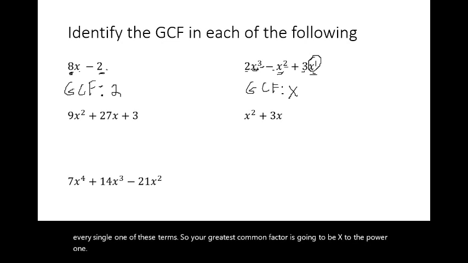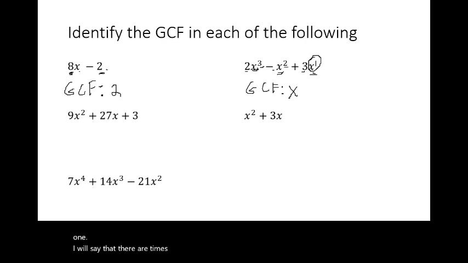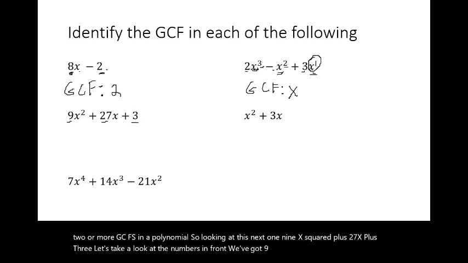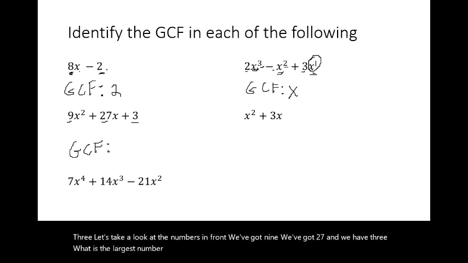Now, I will say that there are times when there are more than one GCF. You can have 2 or more GCFs in a polynomial. So looking at this next one, 9x squared plus 27x plus 3. Let's take a look at the numbers in front. We've got 9, we've got 27, and we have 3. What is the largest number that goes into all 3 of those? Well, all 3 of those are divisible by 3. So there is at least a numeric GCF of 3.